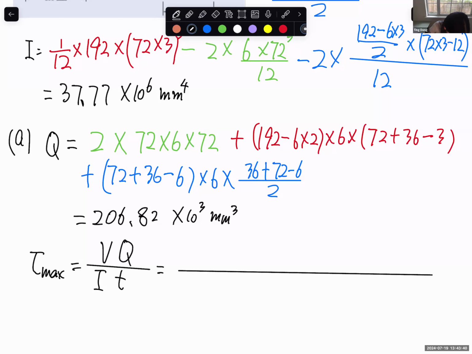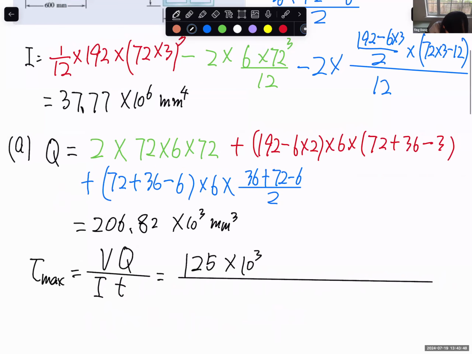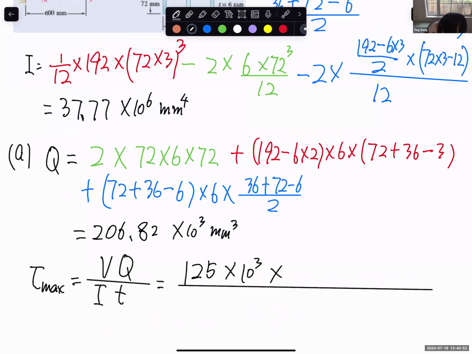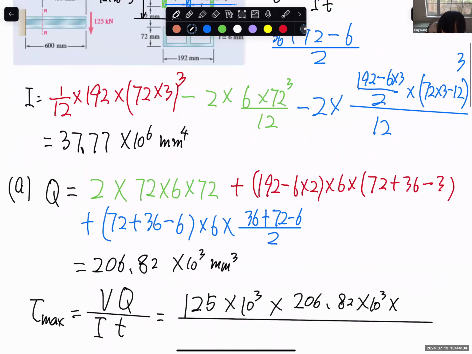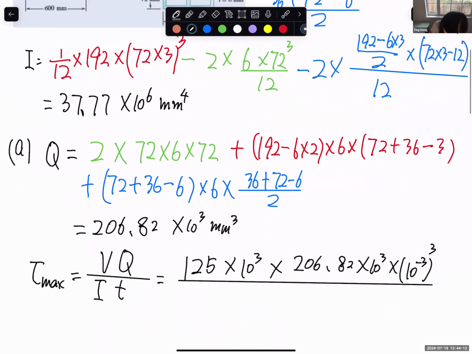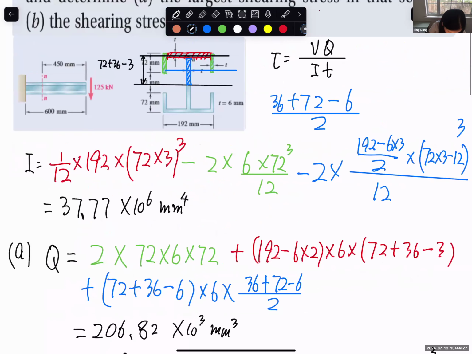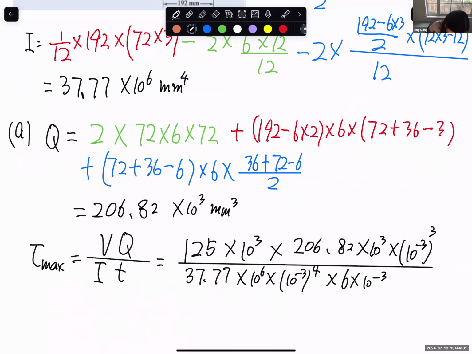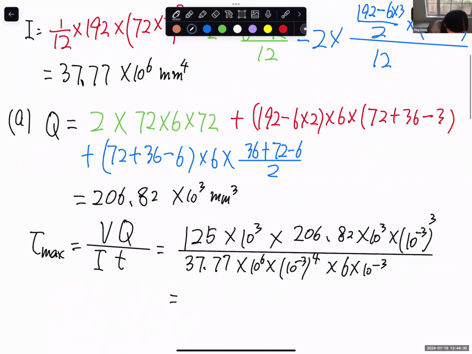V is the shear force, oh no, 125. Sorry, 125. Q is 206.82. And since it's millimeter, let's use Newton and meter, so 10 to the negative 3. I is 37.77 times 10 to the 6 again, converting to meter. T, the thickness, is 6 millimeter. Since we use Newton and meter, the final unit is Pascal.